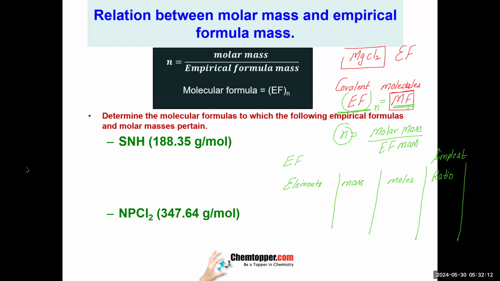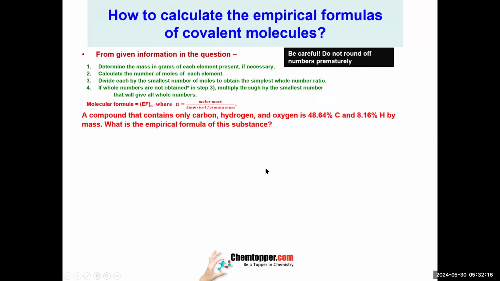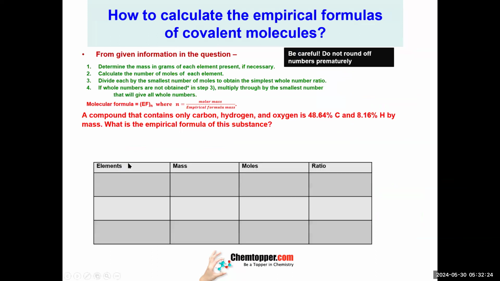Now we are on the questions in which we'll deal with molecules. Molecules means covalent molecules. And we'll make the table. Read this question. And let's start filling the table. So what are the elements here? We did this one in the last class. Okay. So elements are carbon, hydrogen, and oxygen. The percent is given, so you are going to assume the total mass of the sample containing these three elements of that compound as 100 grams.